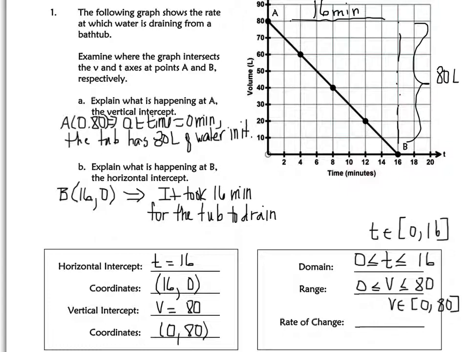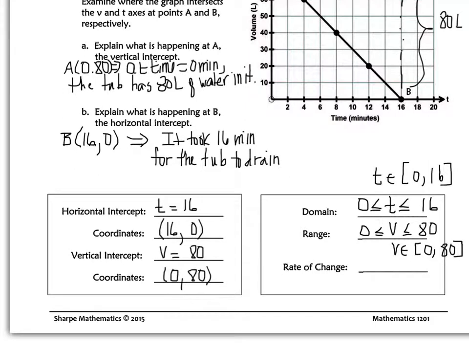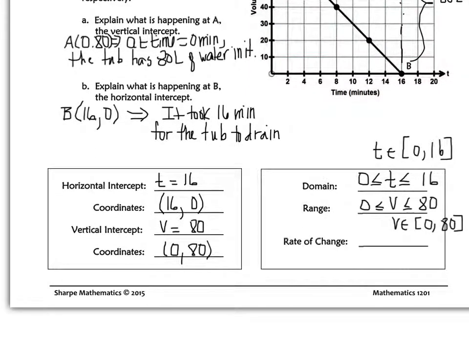But the volume is decreasing as time goes on, so that would mean you'd have to make sure that you have a negative rate of change. So that would be negative 80 over 16 liters per minute, or negative 5 liters per minute. And that just means that the tub is losing 5 liters of water per minute. So by using the word losing, that kind of replaces the negative symbol. So losing 5 liters per minute.